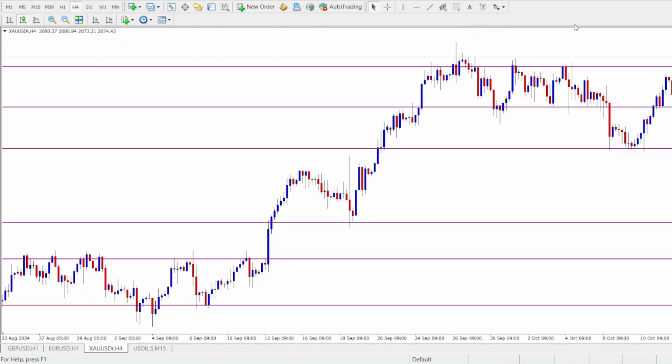So to identify a support, you might want to look for areas where the price has previously bounced higher after falling. Prices bounce off support levels and go in the upward direction. So you might want to be looking out for that. That's how you identify support levels.